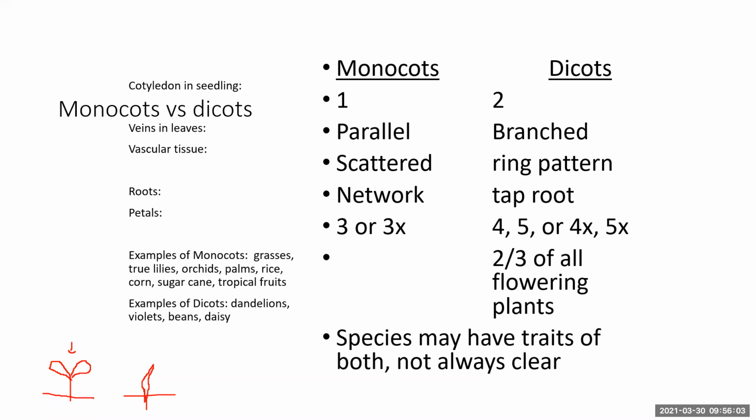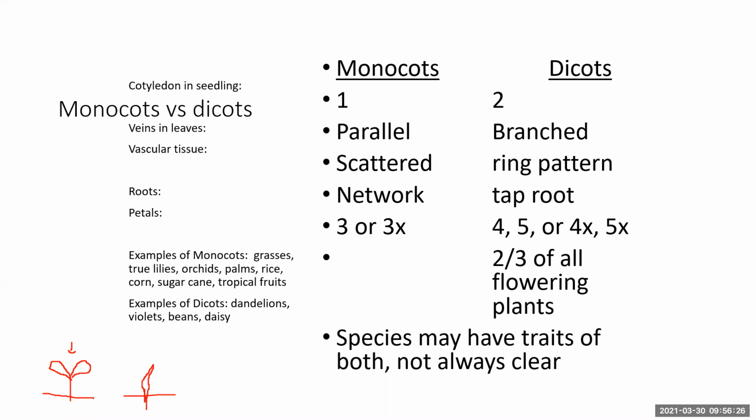The veins in the leaves can either be parallel or branched. If they're parallel, they're a monocot, and if they're branched, they're a dicot. So parallel is, think of a blade of grass. When you pick up a blade of grass, those veins are all running parallel to each other. They're running vertically with the structure of the plant.